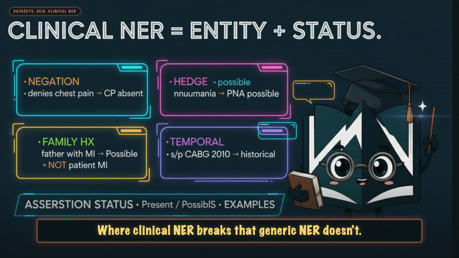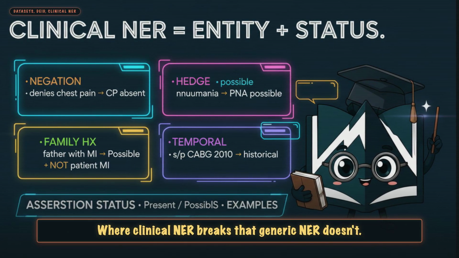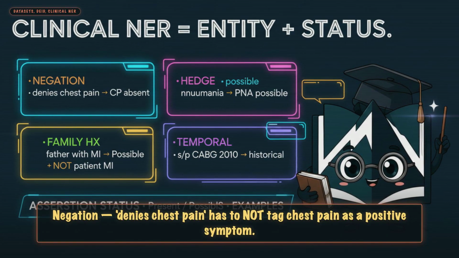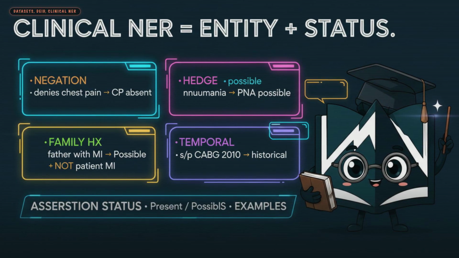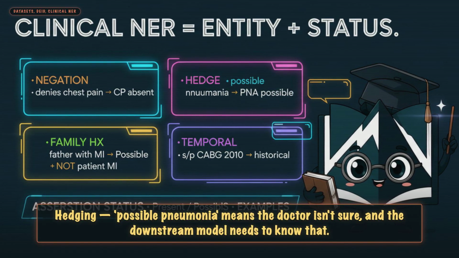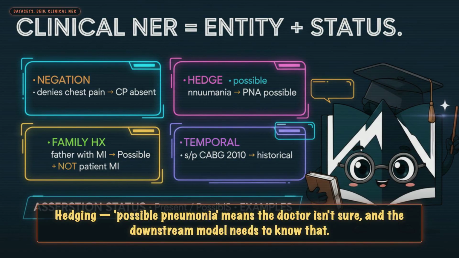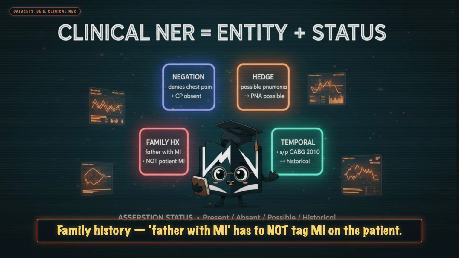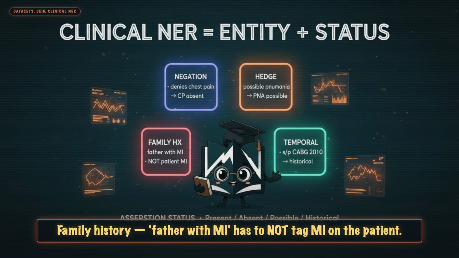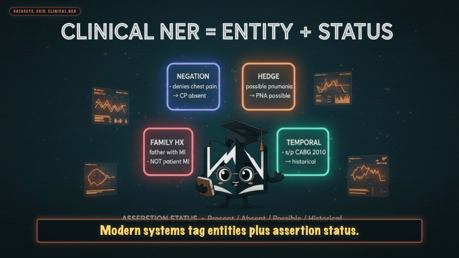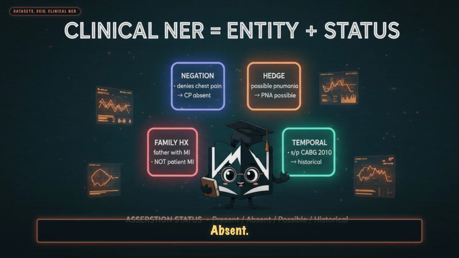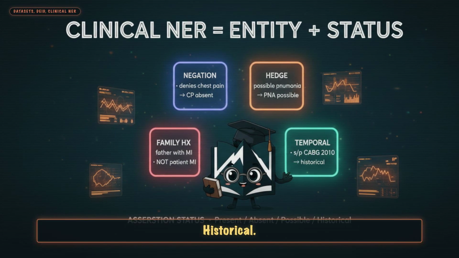Where clinical NER breaks that generic NER doesn't. Negation: "denies chest pain" has to not tag chest pain as a positive symptom. Hedging: "possible pneumonia" means the doctor isn't sure, and the downstream model needs to know that. Family history: "father with MI" has to not tag MI on the patient. Modern systems tag entities plus assertion status: present, absent, possible, in family, historical.